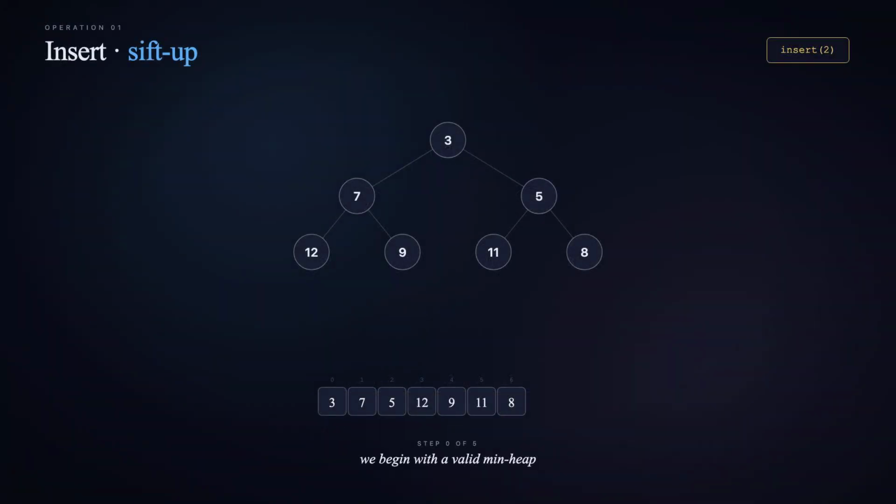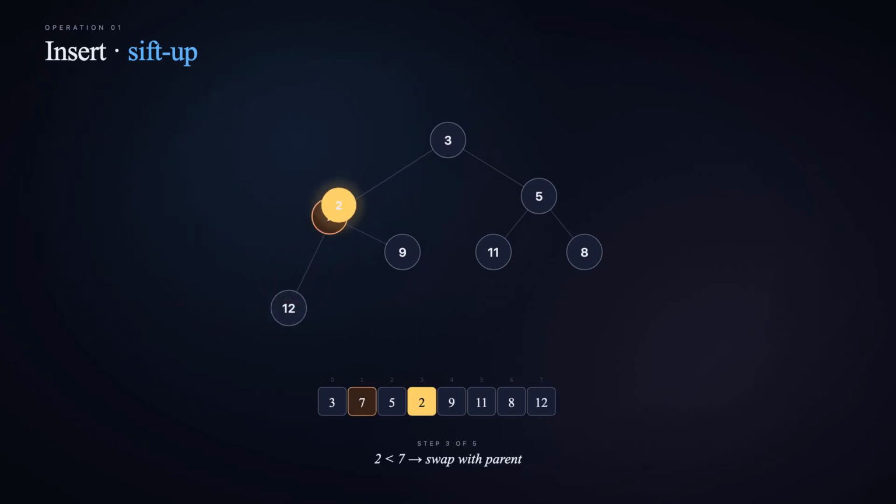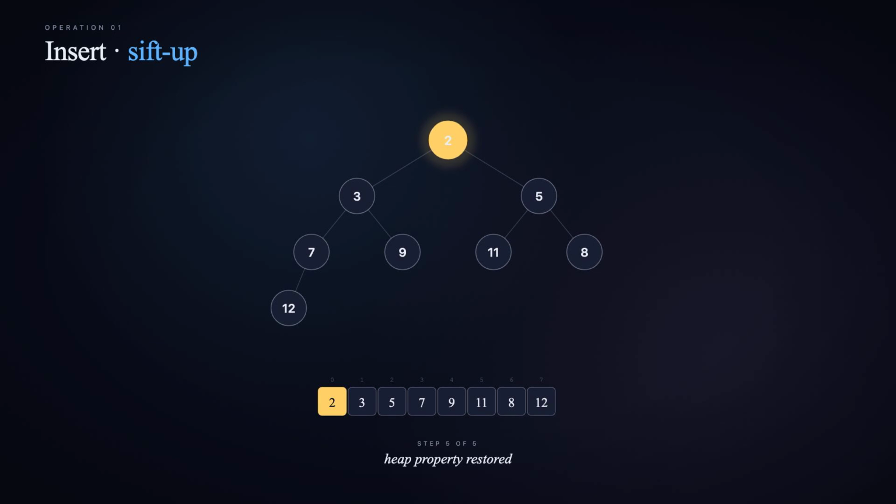To insert, place the new value at the end of the array. Then bubble it up. Compare it with its parent. If it is smaller, swap. Repeat until the heap property holds. This is called sift-up. The cost is logarithmic because you only climb the height of the tree.